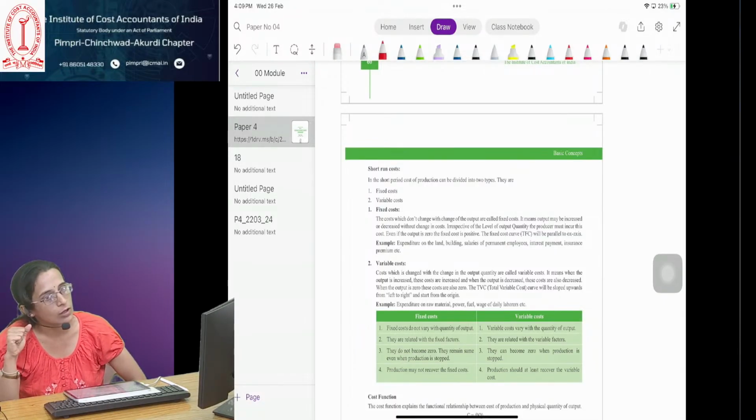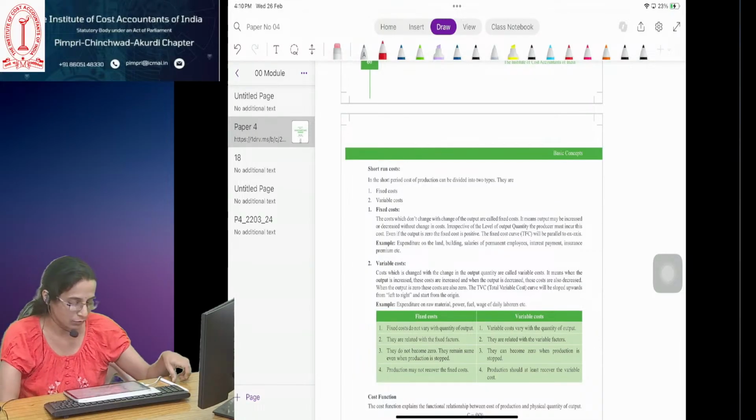If the variable cost increases, what will happen to the total cost? Increase. If the variable cost decreases, total cost will decrease. If the output is 0, what will be variable cost? 0. But if the output is 0, fixed cost is not 0. It will remain fixed. If it is 1 lakh, we have to bear that 1 lakh rupees even if we don't produce anything. Clear on this? Now we will see.